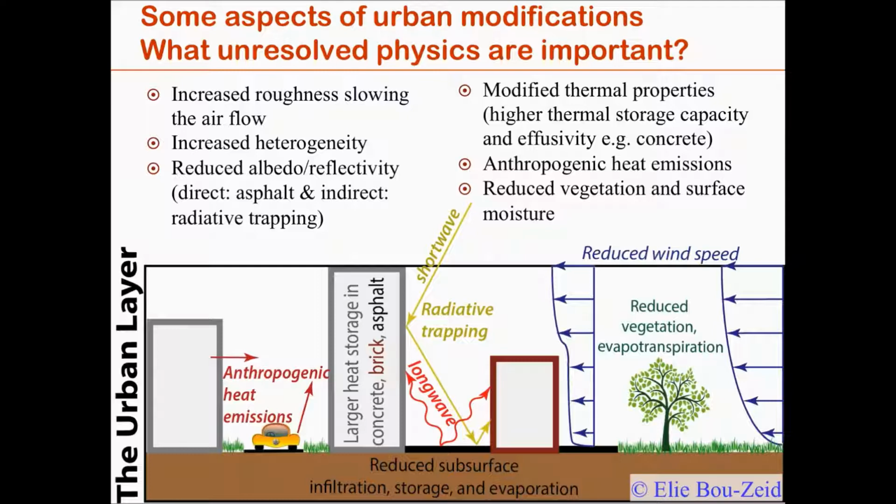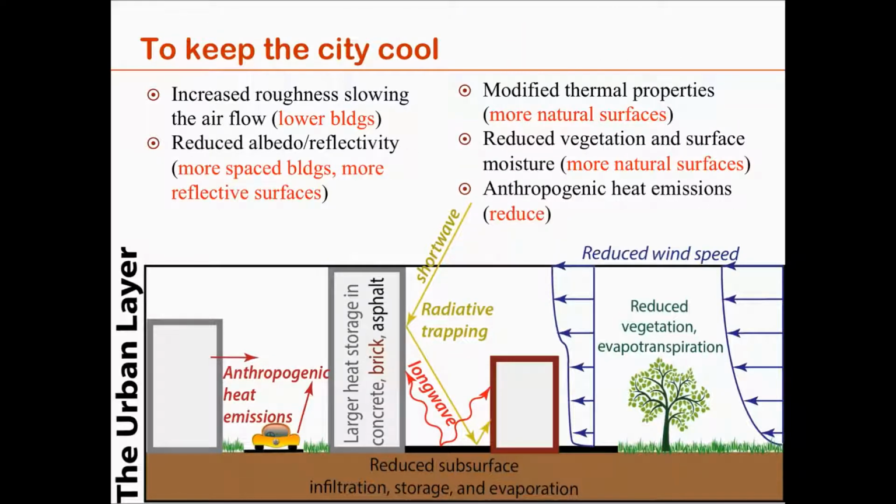So these are some of the modifications, and obviously if you want to capture the impact of the city on its microclimate, you need to be able to capture these processes very well. In addition, if you think about mitigation measures, and if you want to model the benefits of a certain mitigation measure, then you are basically trying to modulate some of these processes.